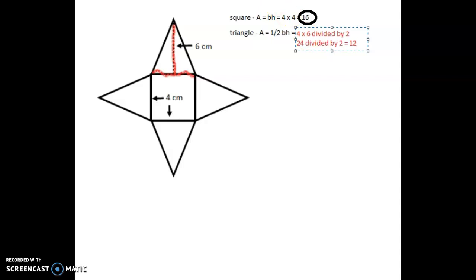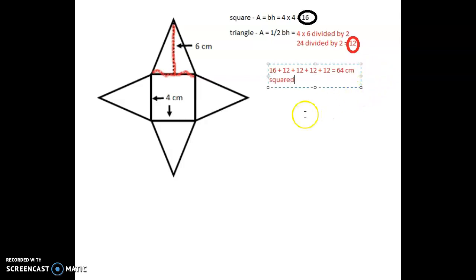Okay, and I'm going to circle that again. So we have 16 for the bottom, and then each of the triangles are 12. So when I add that up, I have to add it 4 times. So 16 plus 12 once. How many triangles are there? 4. 12 again, and 12 again. Now if you add that accurately, you should get 10, 20, 30, 40, 50, 58, 58 plus 6, 64. And it would be centimeters squared.